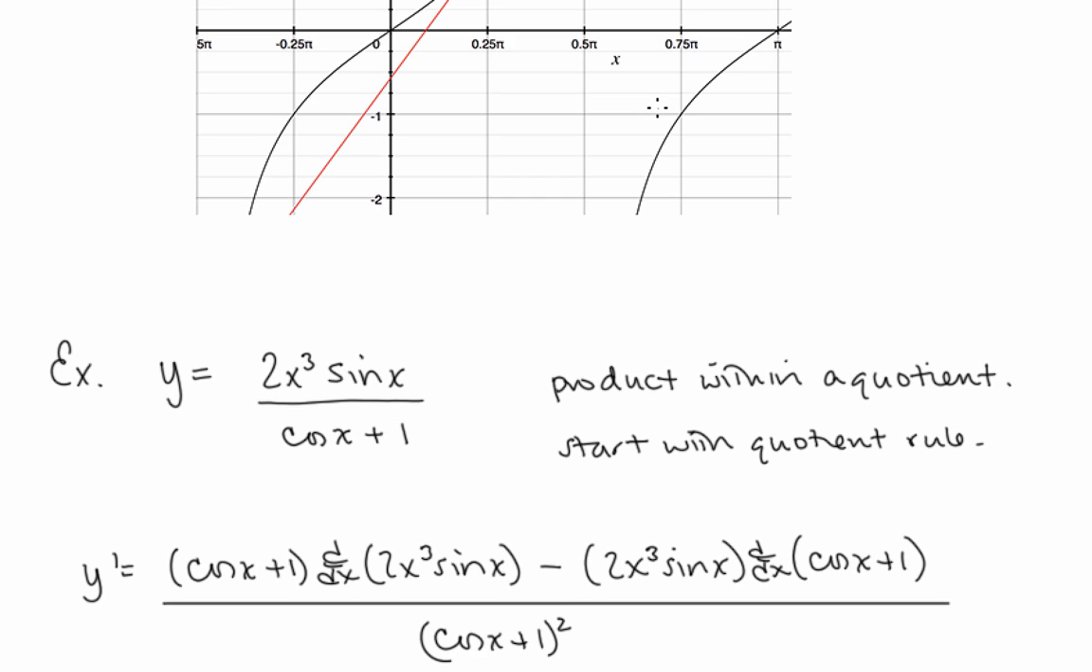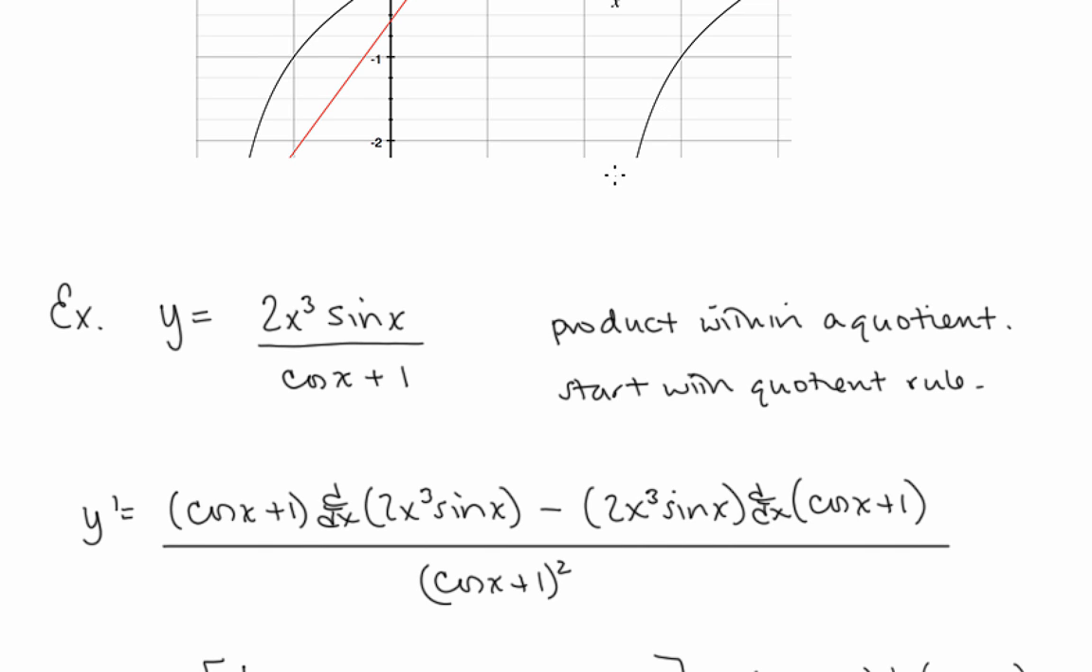Now let's take a look at this one. We've got a product within a quotient. Notice in the numerator we have a product of functions, and then that's within a quotient of functions. So that means we're going to have the product rule within the quotient rule. And so we should start with the quotient rule. So y prime here is going to be bottom times derivative of the top minus top times derivative of the bottom over bottom squared. Now when we take this derivative here, we're going to use the product rule.